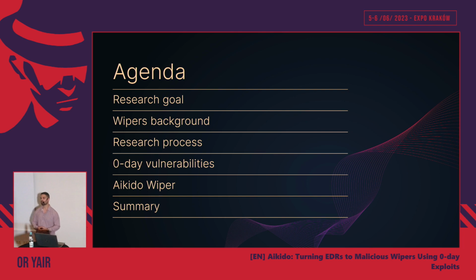So let's see what we are going to talk about today. We're going to start with me talking about the initial research goal that I had in mind when I started the research. Then we'll talk a bit about wipers in general, see what wipers are, what they are used for, and how they work. Then we'll deep dive into the technical aspects of the research process itself to see how I managed to find the zero-day vulnerabilities that allowed the creation of Aikido Wiper.